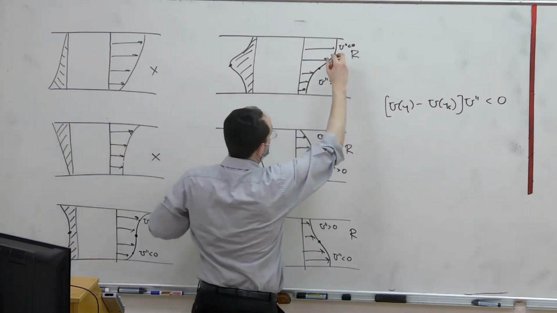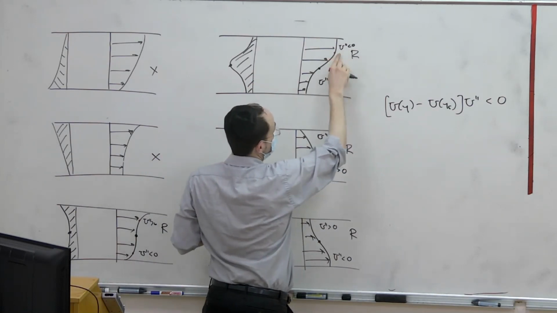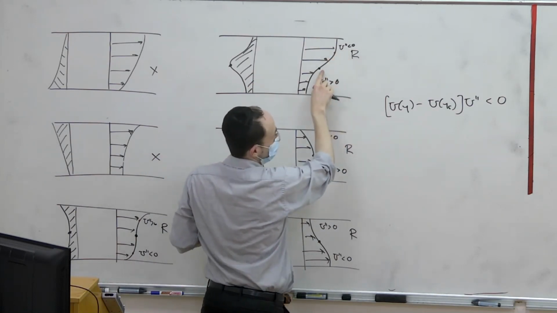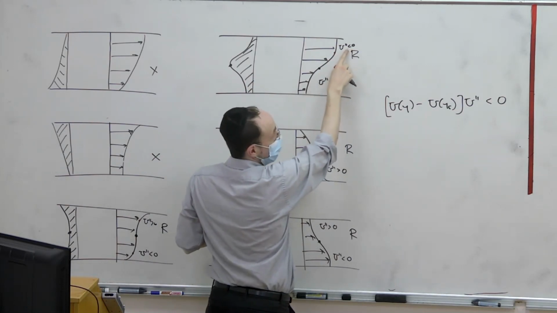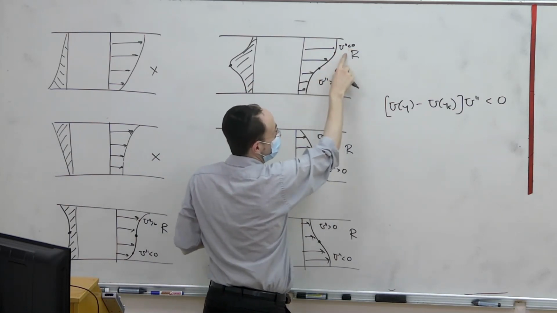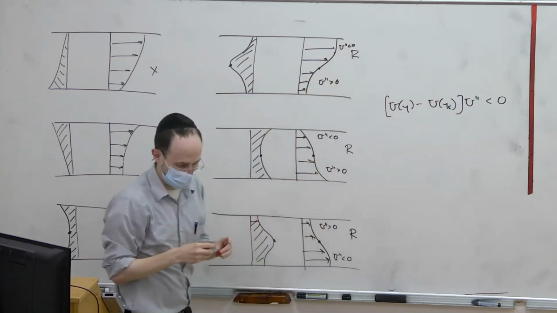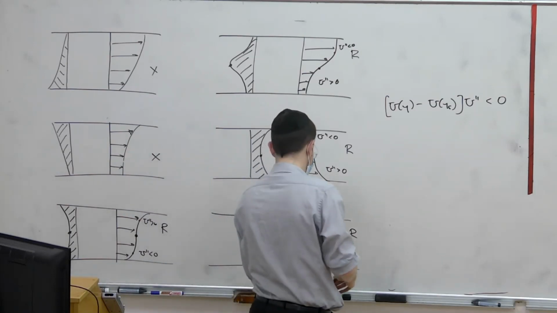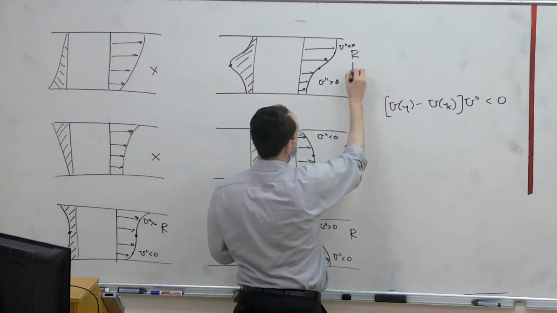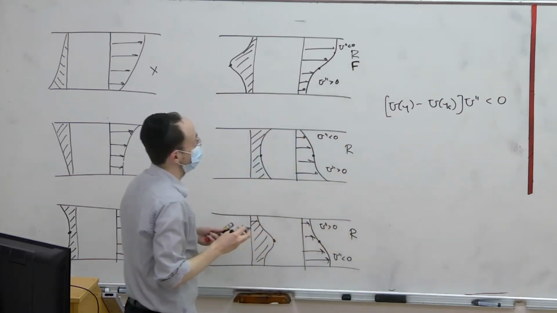Here, once again, we choose a point. This point, this velocity minus the velocity of the inflection point, that's positive. Here, the U double prime is negative. Now it's a positive times a negative. This satisfies the Fjortoft criterion. And once we found one point, that's it. We don't have to check anywhere else. So this one satisfies Rayleigh and Fjortoft.